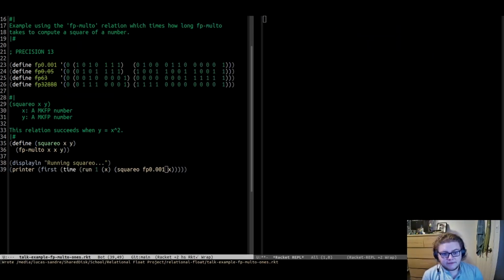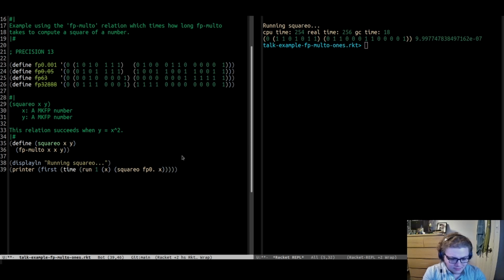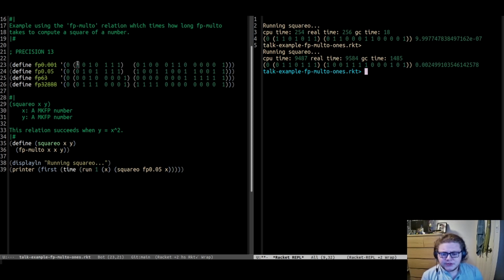Let's explore how FP multo performs by squaring a couple numbers. The first number that we'll square is 0.001. Let's run it. As you can see, this query resolves very quickly. Let's just check out the next number, 0.05. This one's taking a bit longer. A lot longer. So this one took about 9.5 seconds to resolve.